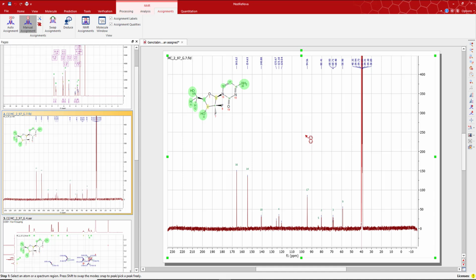And with that, we have fully assigned and characterized gemcitabine. That is the process for going through step by step, assigning all these peaks, figuring out which proton and carbon are which, and I hope you found all of this helpful.